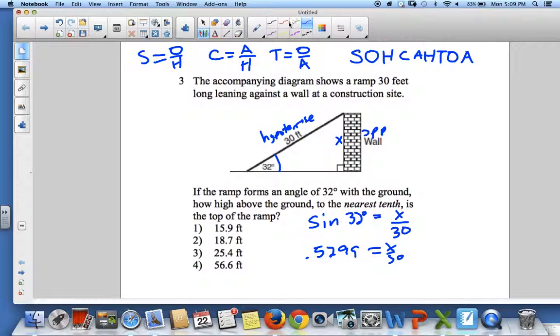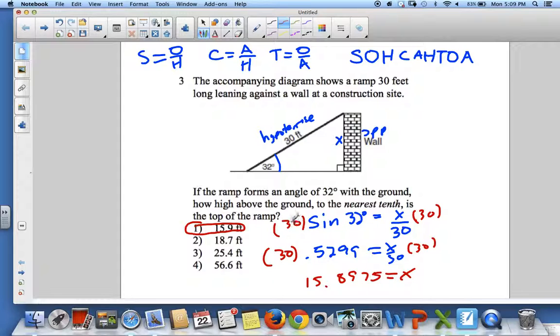So now I multiply both sides by 30, and it gives me the answer: 15.8975 equals x, or rounded off, 15.9. So that would be my answer there. What some people do is, before they figure out the sine, they multiply by 30 here, and then go straight to their calculator and put in 30 times the sine of 32, and they get the same answer. Okay, the next problem is a little trickier.